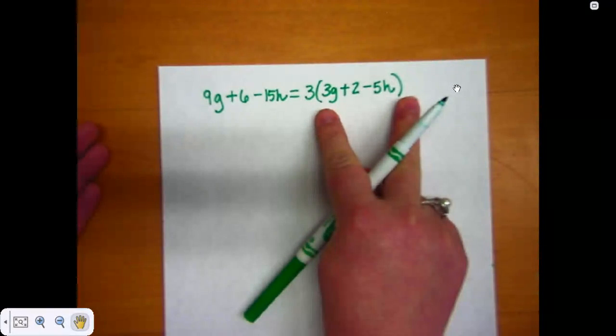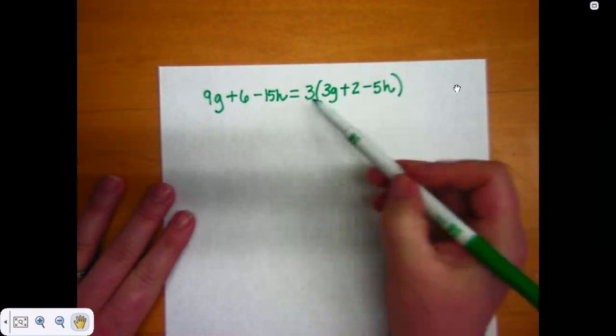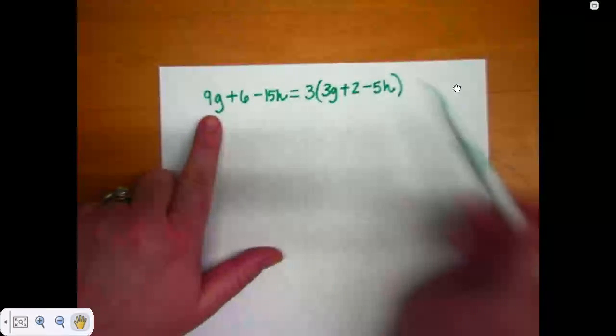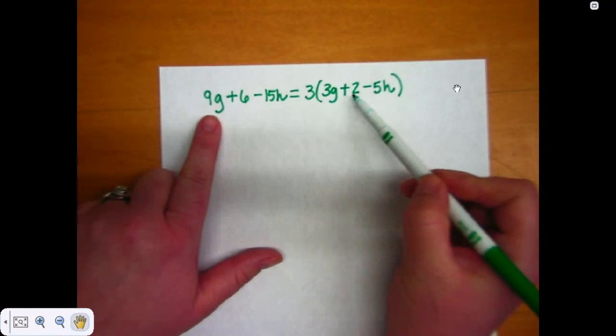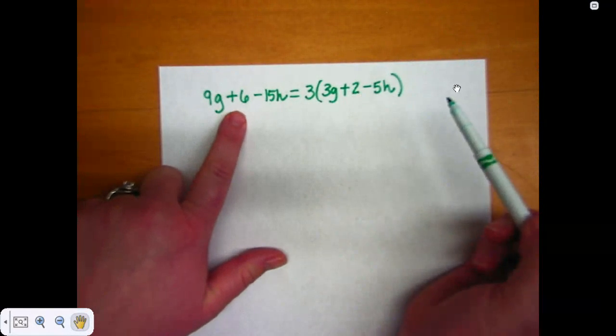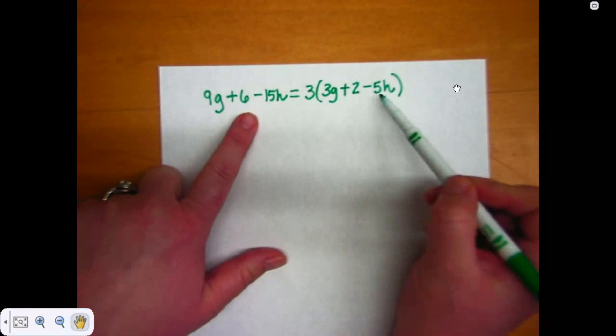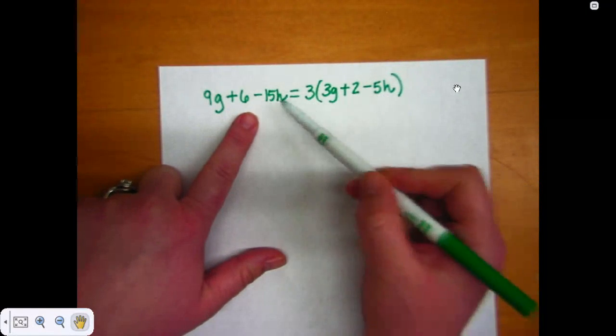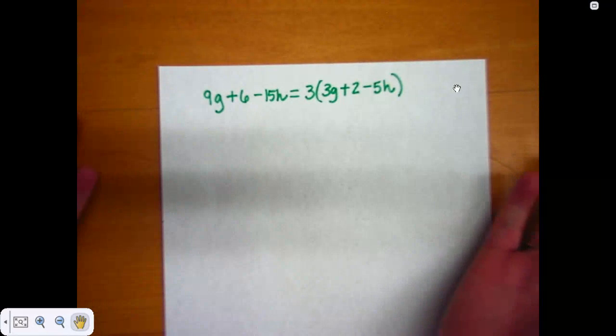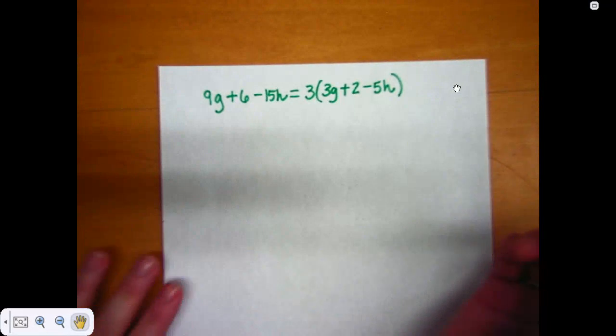And if I wanted to go back and check, I could. 3 times 3g is 9g. 3 times positive 2 is positive 6. And 3 times negative 5h is negative 15h. So I know that my answer is correct.